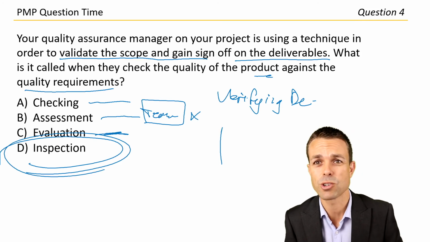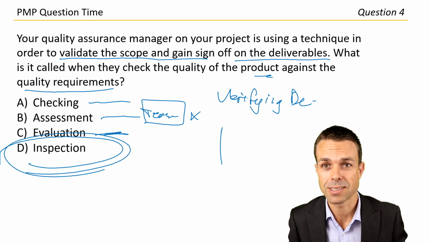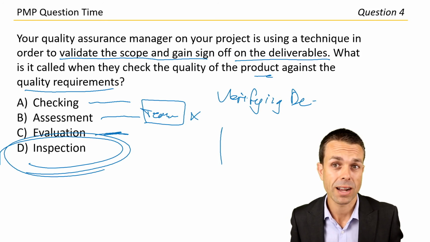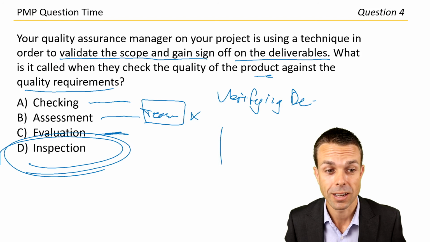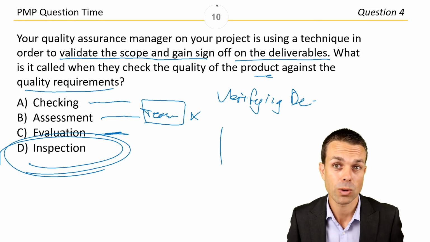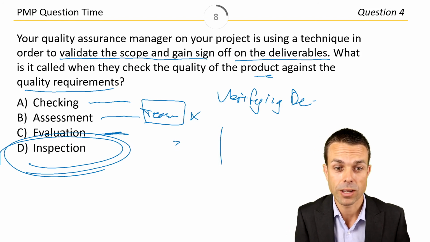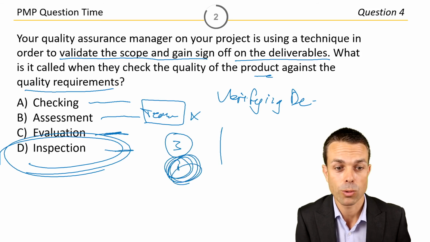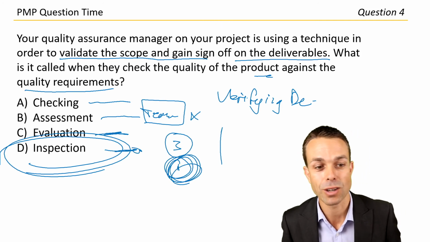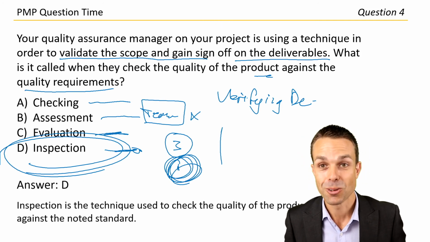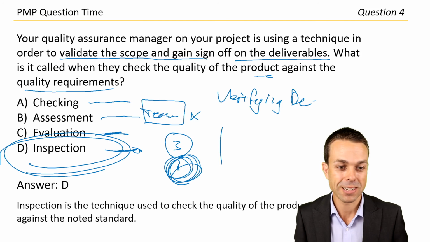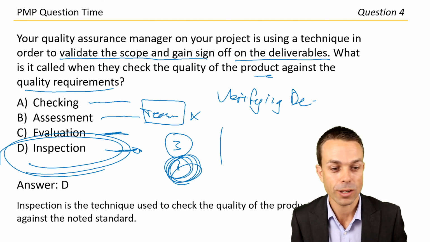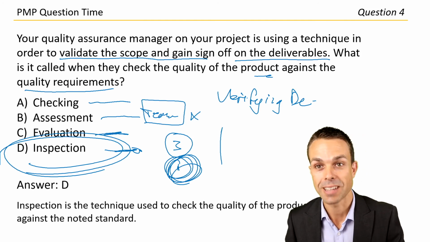So I think this is really just a wording thing. All of these things technically are correct, but it comes back to what is the most correct, which is great. And you'll see this in the PMP exam as well. I found usually there's 3 answers that could be correct, but only one that is the most correct. So let's go with the official definition in the PMBOK guide. Inspection. Thank goodness it's letter D. Inspection is the technique used to check the quality of the product against the noted standard.